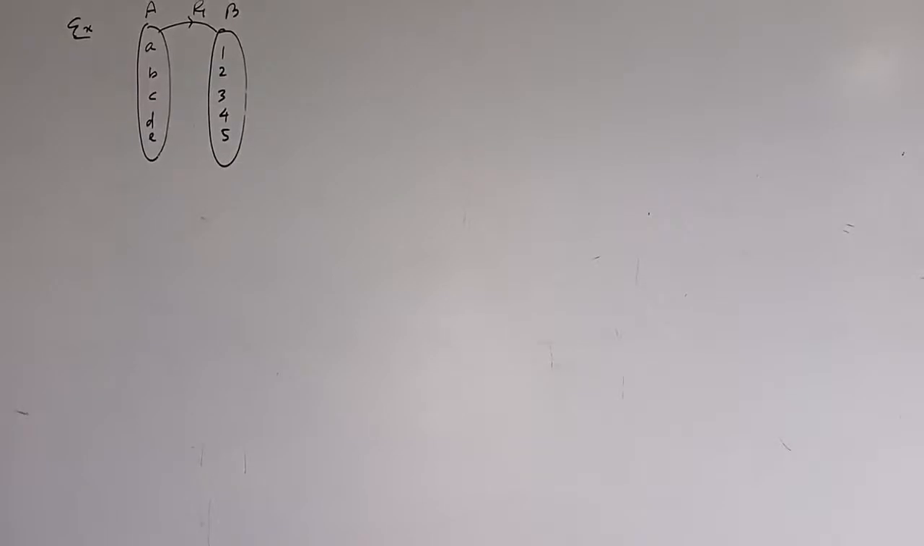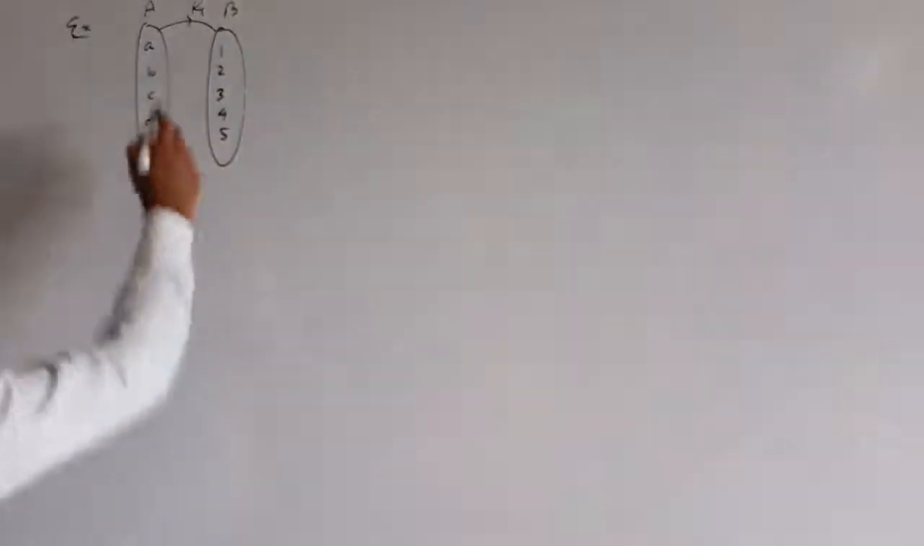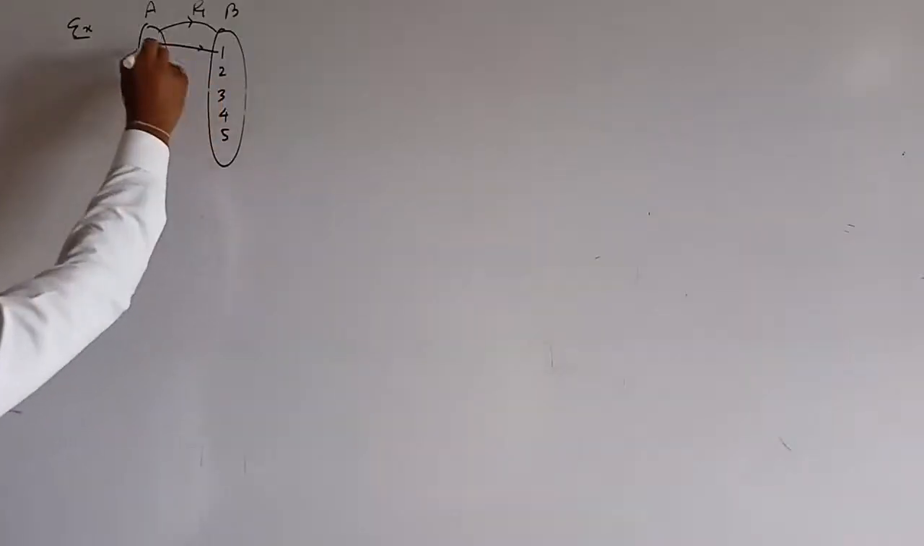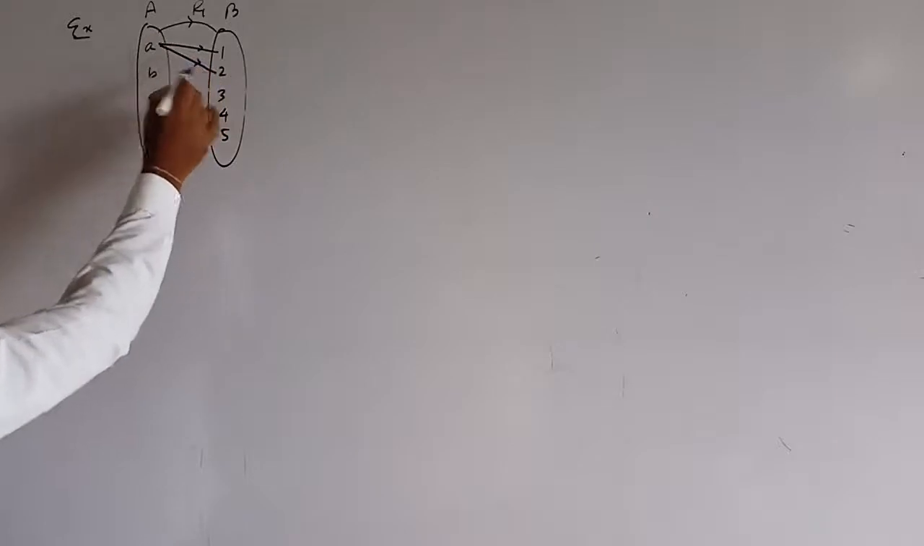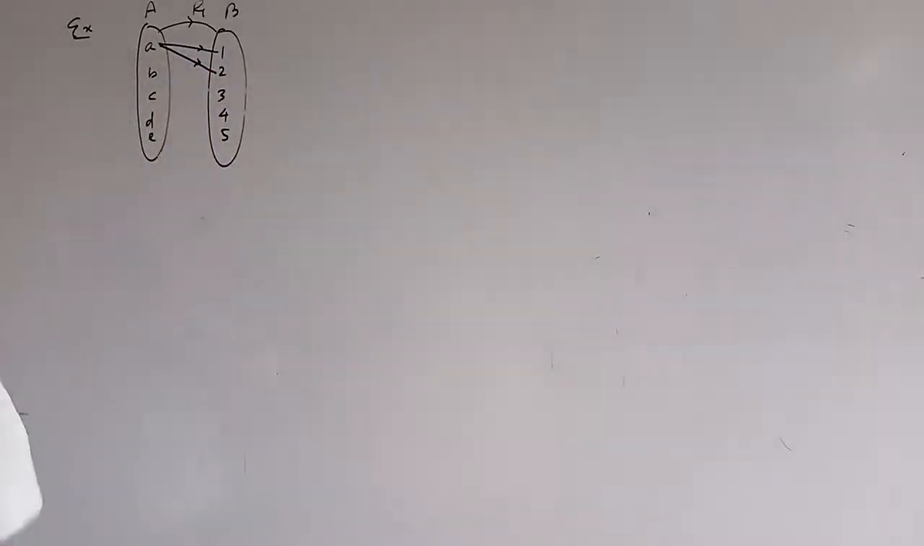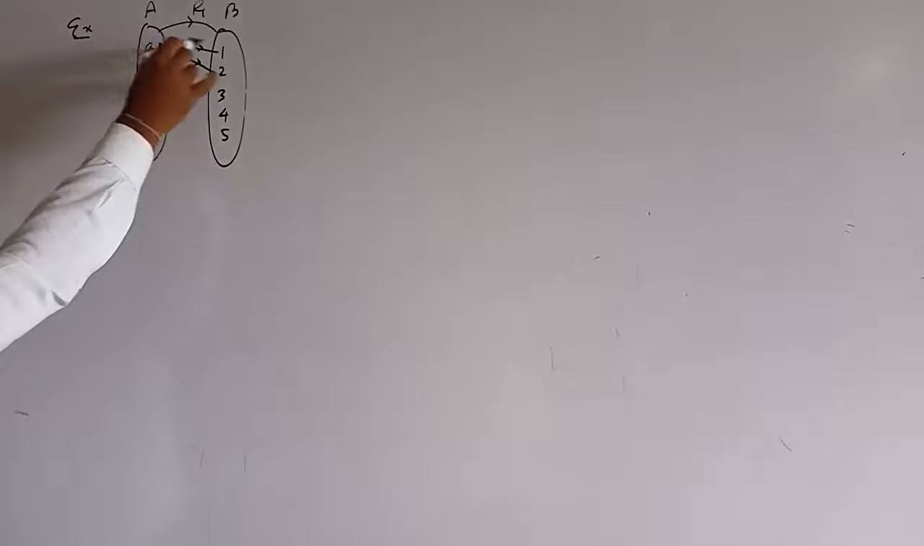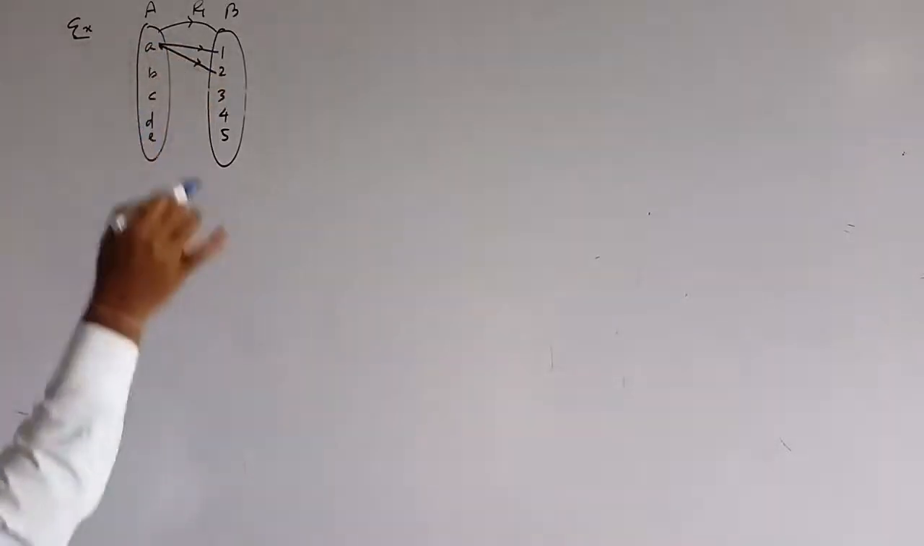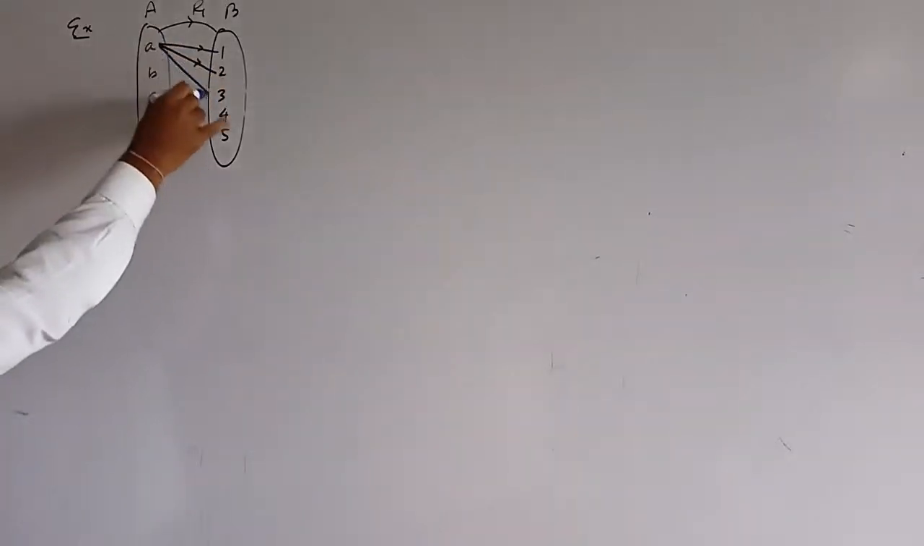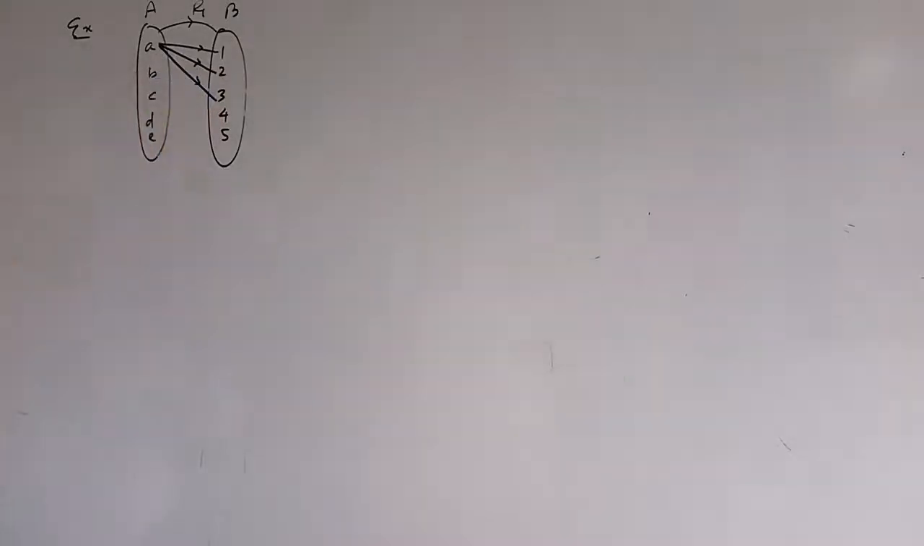Okay, so suppose we take A = {a, b, c, d, e} and B = {1, 2, 3, 4, 5}. A one-many relation means one element of set A is related to many elements of set B. That is, a related to 1, a related to 2. So clearly it is a one-many relation. If we take an extra ordered pair, a3, this is also a one-many relation.